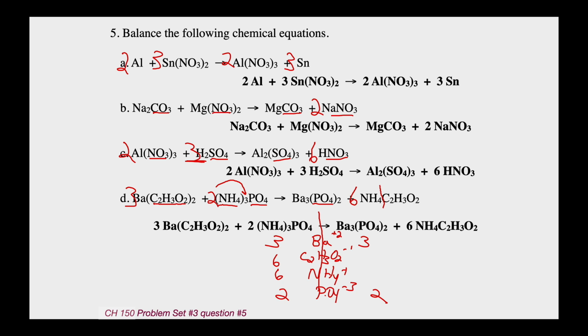And 6 ammonium acetates means 6 ammoniums, and it means 6 acetates. So again, everything balanced, all is good. Law of conservation of matter is being followed. This makes your world a lot easier when you're thinking about things from a chemist's perspective.